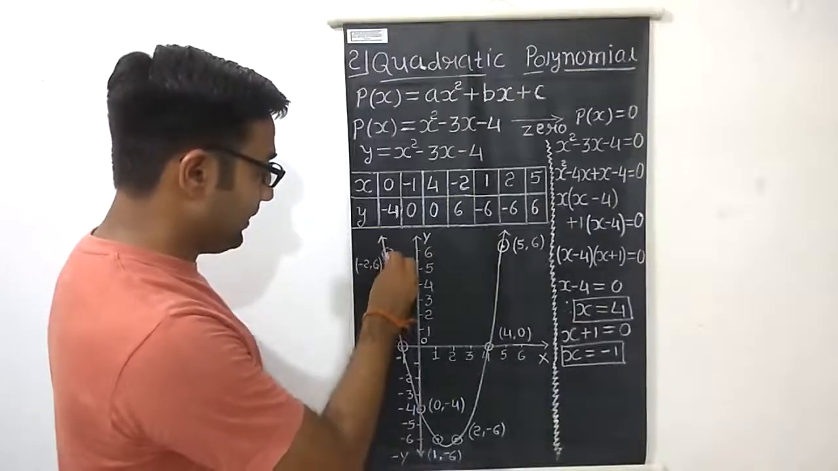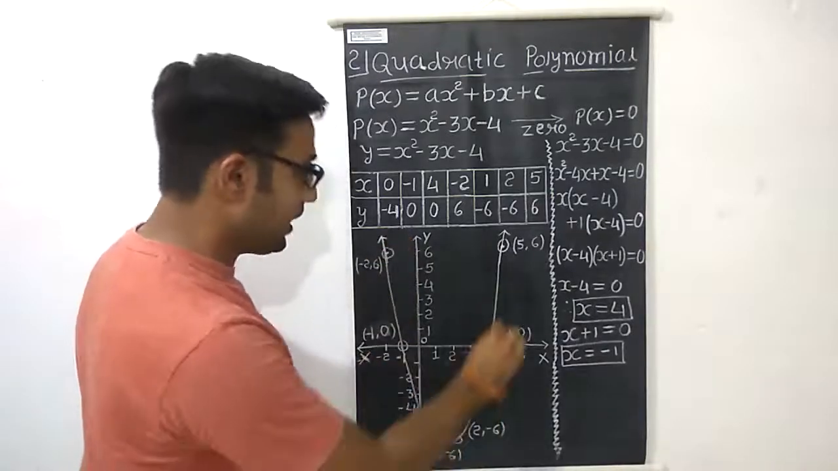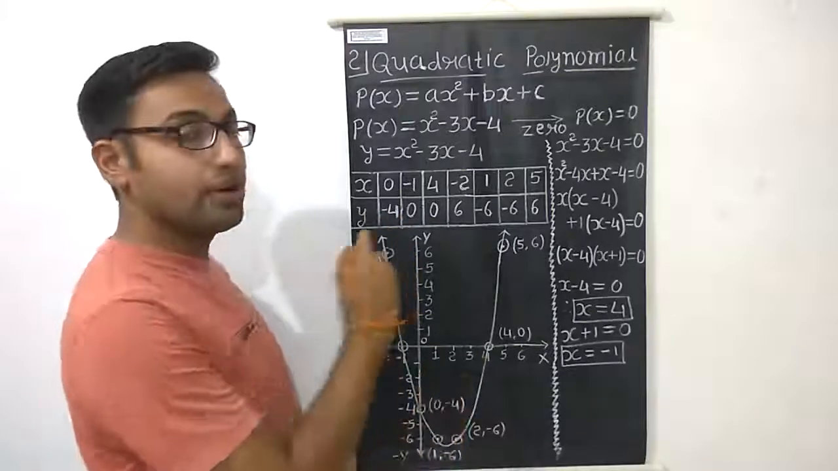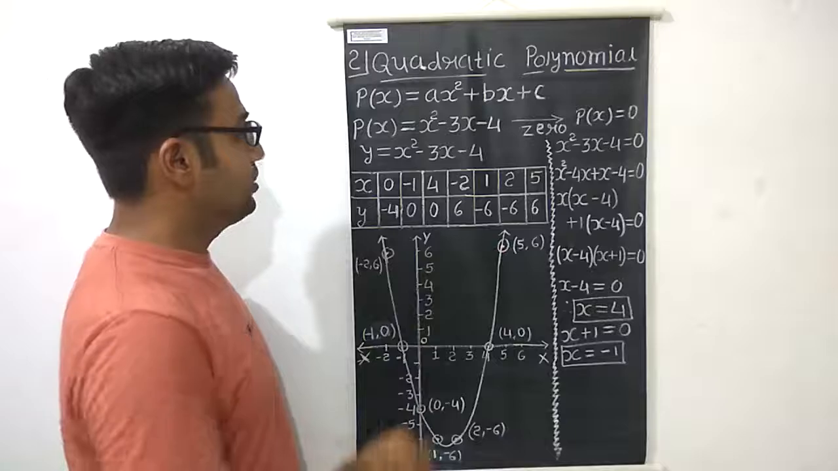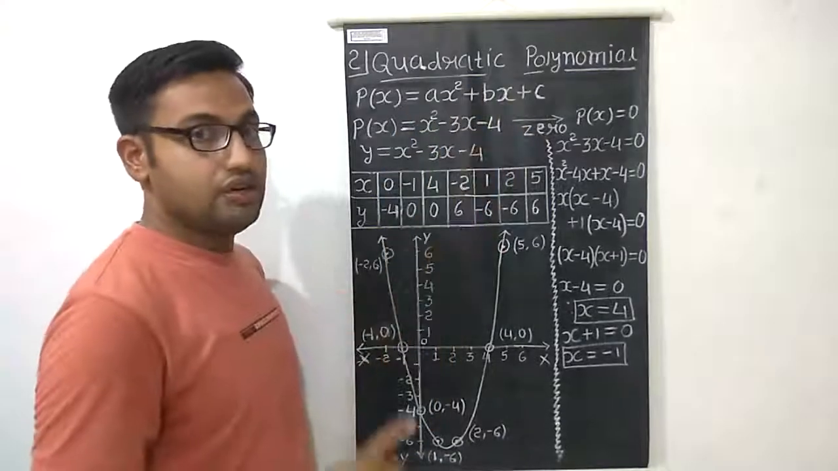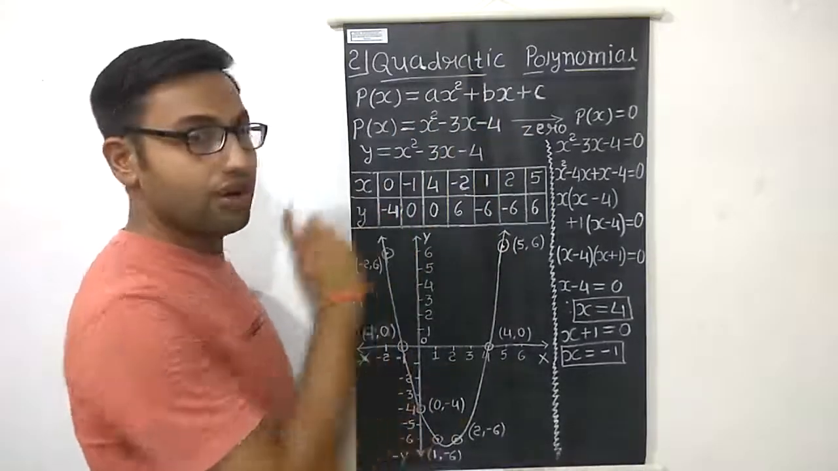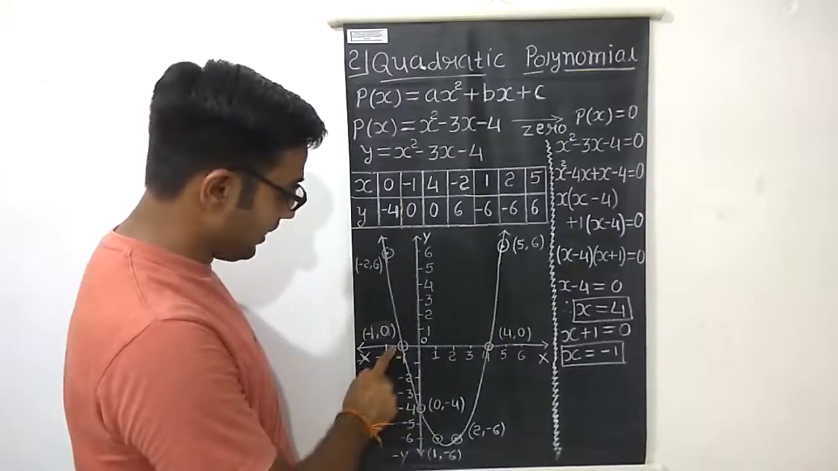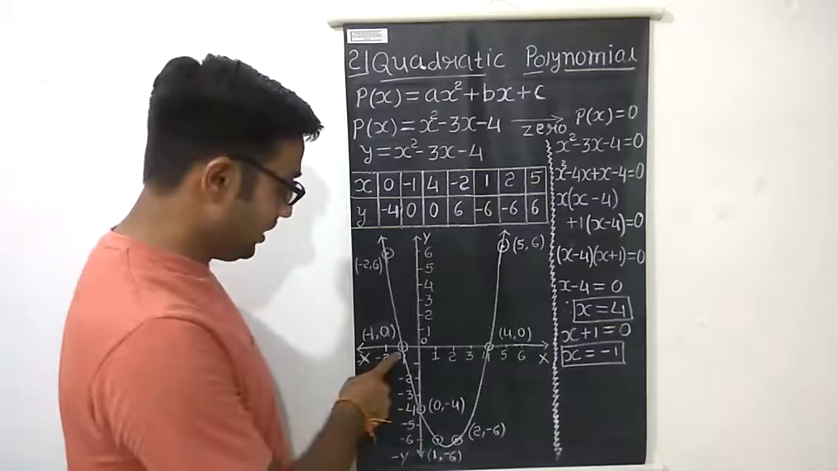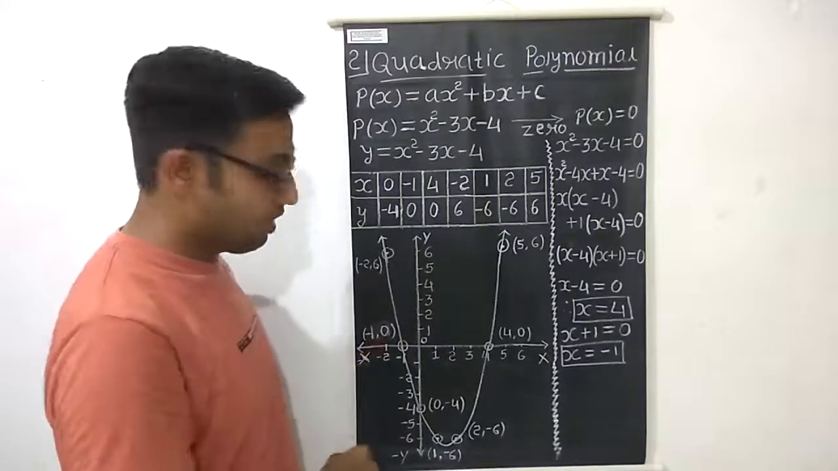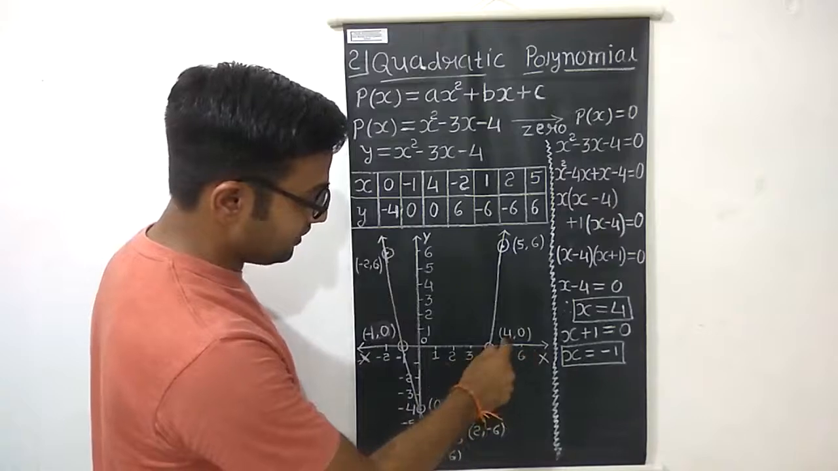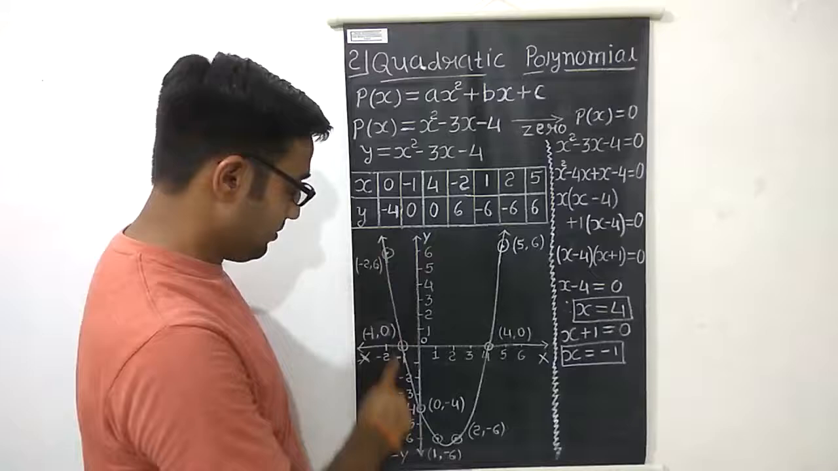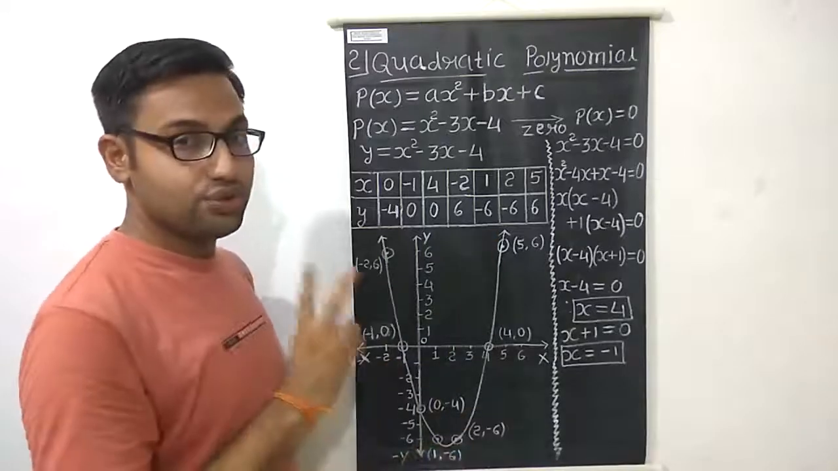So by joining all these points, we will get this type of shape, and this shape is called the parabola. For a quadratic polynomial, we will get this kind of graph. Now see, this graph touches the x-axis at 2 points. Here it touches at minus 1, 0, and here it touches the x-axis at 4, 0. So we can say that this polynomial has 2 zeros.